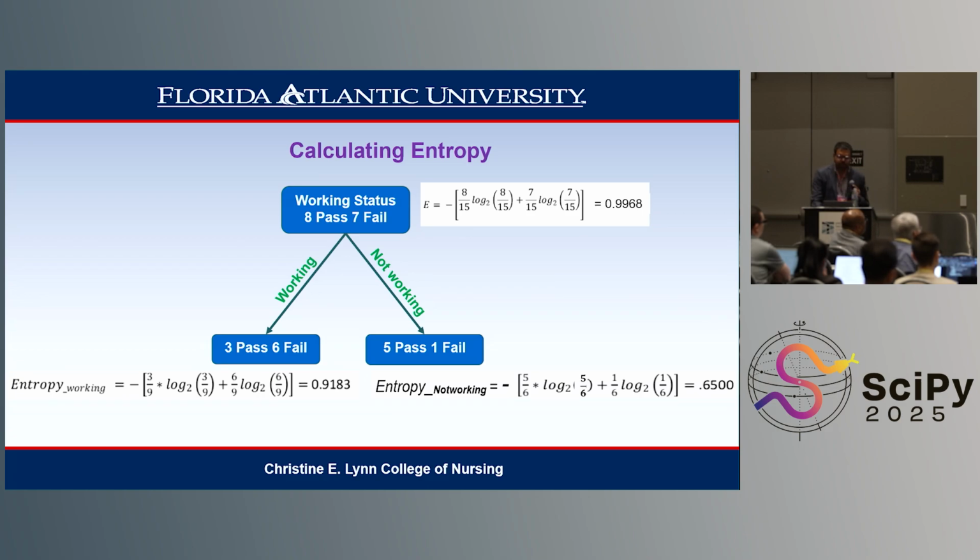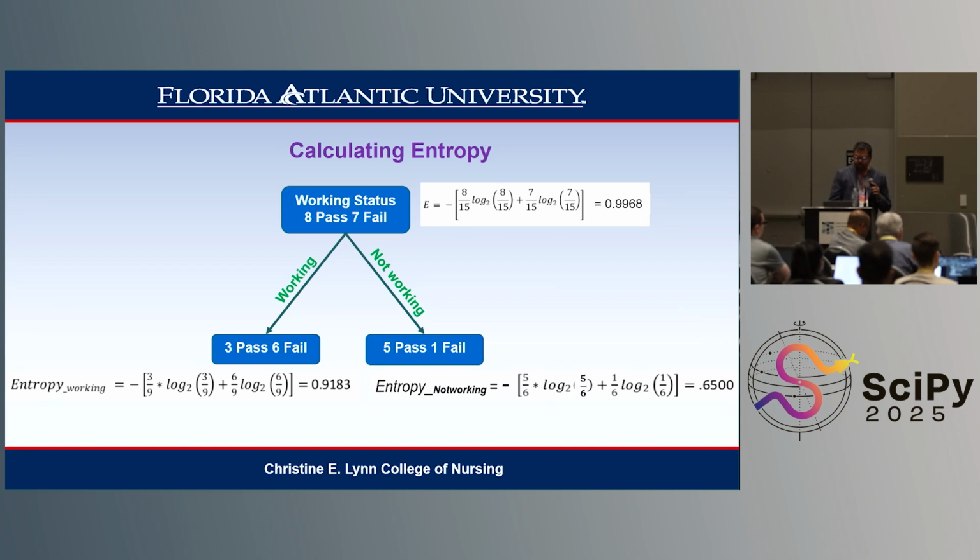So for here, we are going to first look at the purity of this node. We have 8 by 15 as the probability for pass, log 2 of 8 by 15, and then for failed, it's 7 by 15. And you calculate it's roughly close to 1. And then we decide to split based on working or not working class. And let's see what we get.